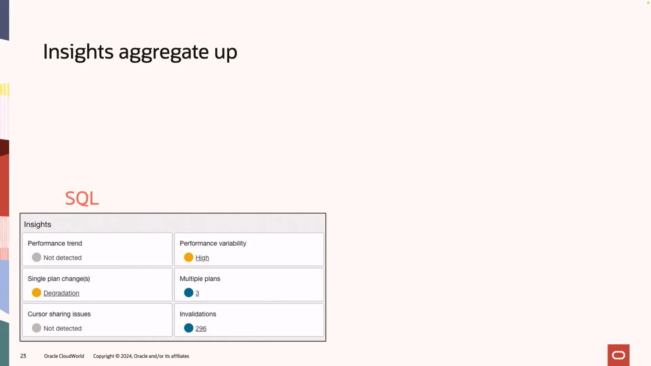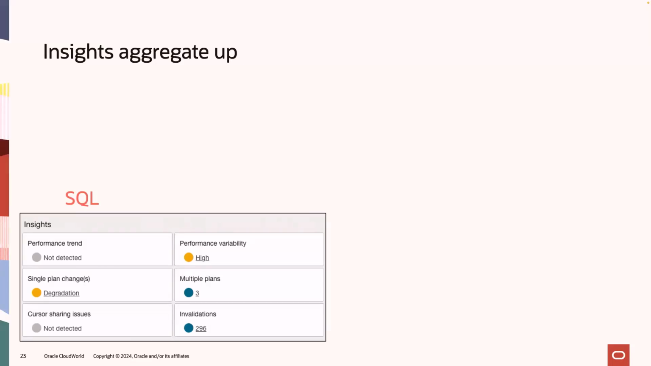The SQL had invalidations. Well, how many? 296. Well, okay, maybe that's a lot, maybe it's a little. There's a color coding in place here too, just so you can quickly assess whether it's something that's more important or not. So if the insight is not detected, then the little dot is gray, right? And you don't pay attention to it. If it's an insight that might actually deserve some attention, then the little dot is orange, right? So a single plan change that represents performance degradation, hey, you probably want to go look at that, right?